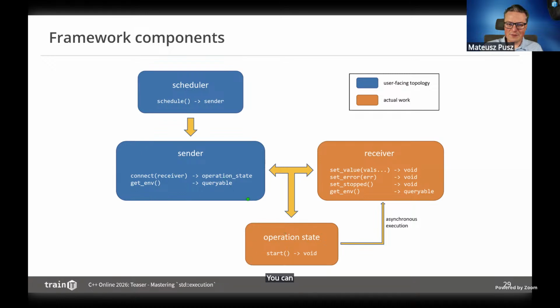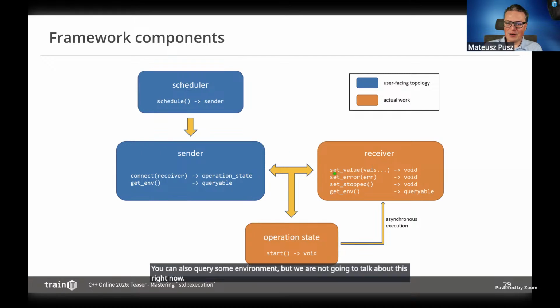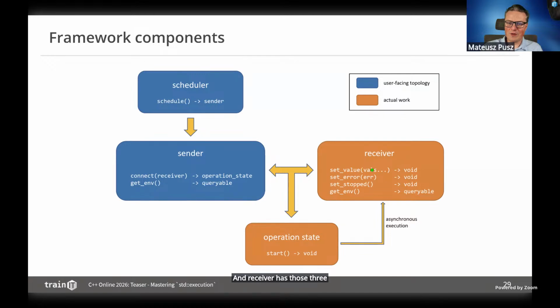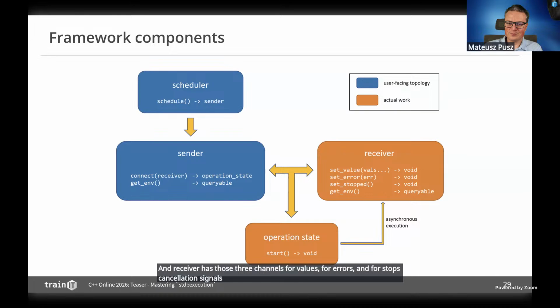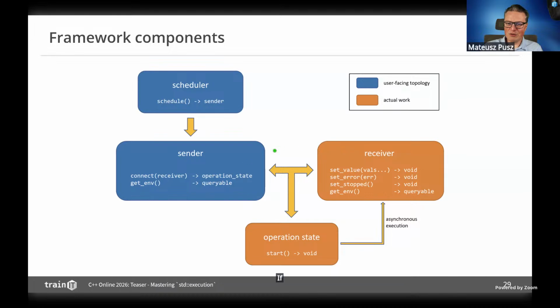You can also query some environment, but we are not going to talk about this right now. And receiver has those three channels for values, for errors, and for stops, cancellation signals. If you connect sender and receiver, you will get an operation state. Operation state just has a function start that starts the asynchronous operation.